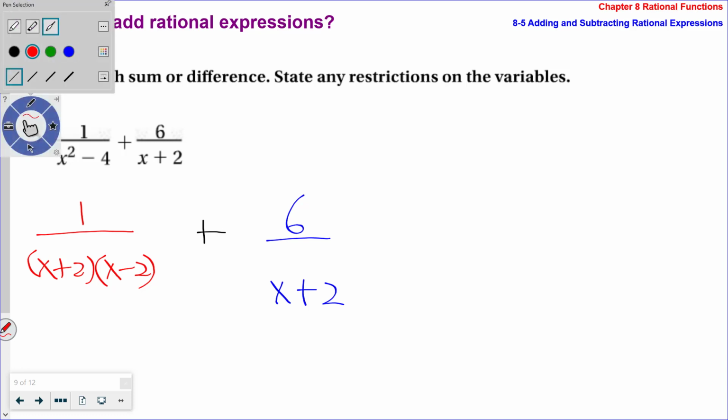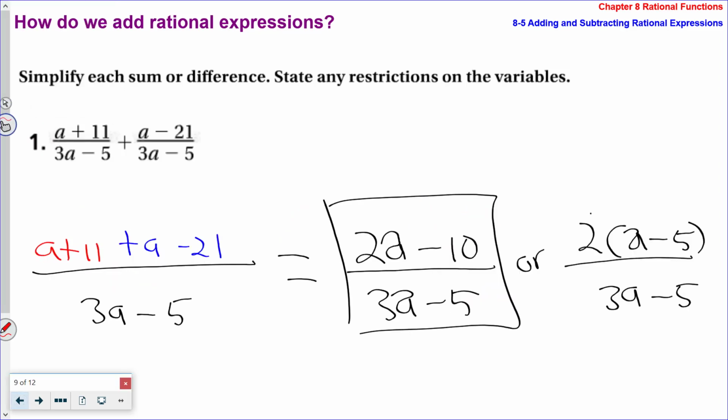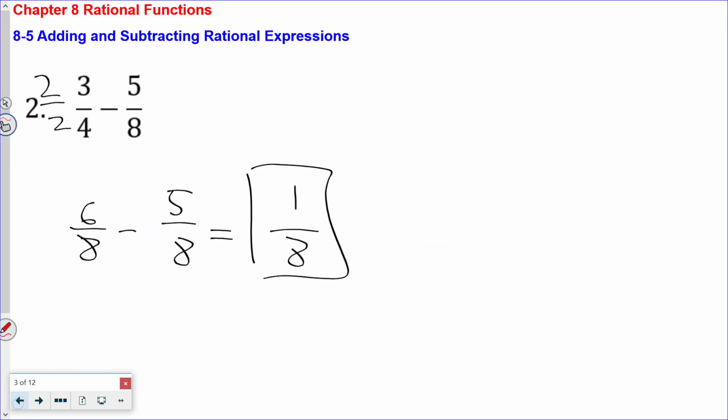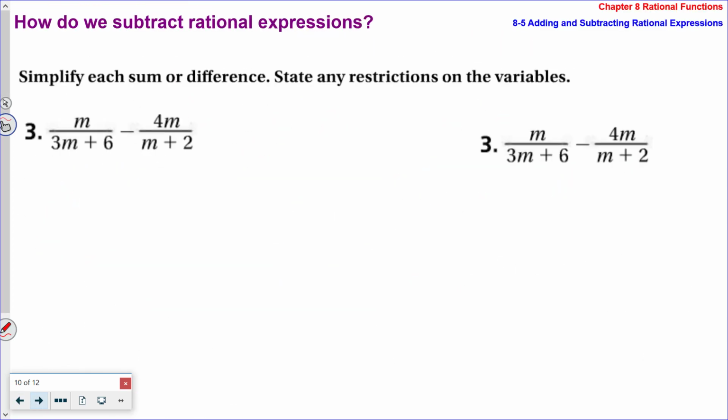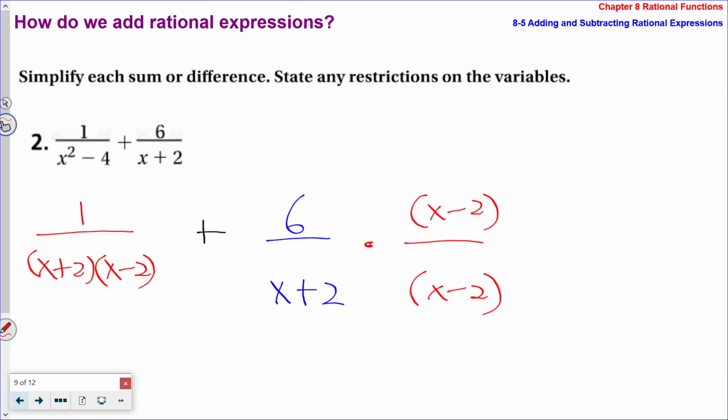So if we multiply this by x minus 2 over x minus 2, the same way we did over here in the do now, we multiplied this by 2 over 2 to achieve a goal of a common denominator of 8. The principles are exactly the same. We're just dealing with expressions that are more than one term.